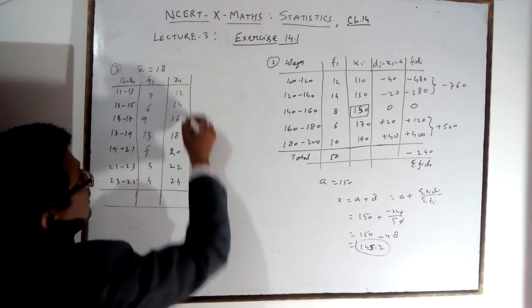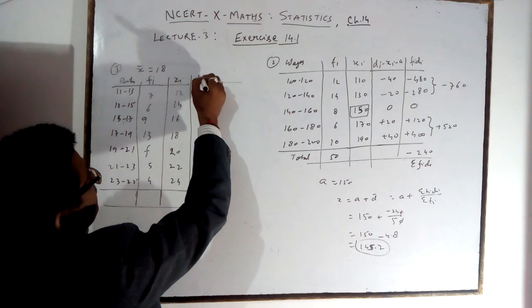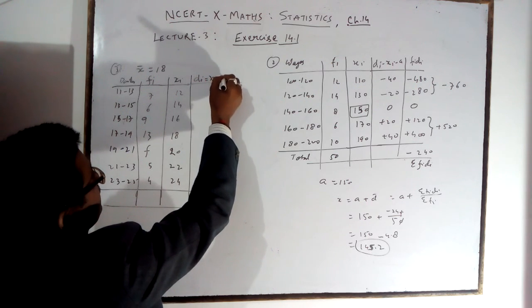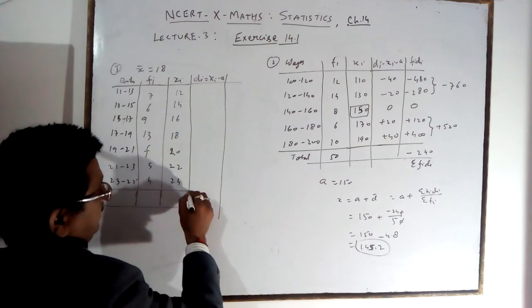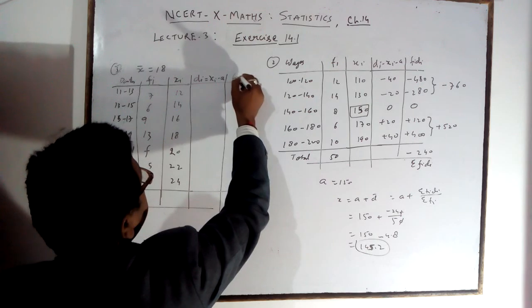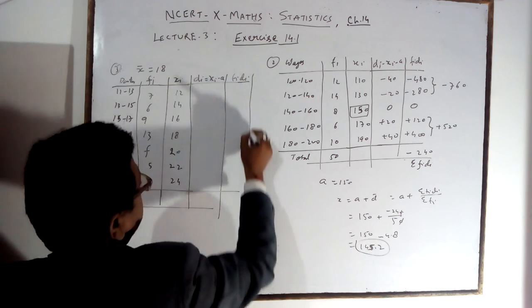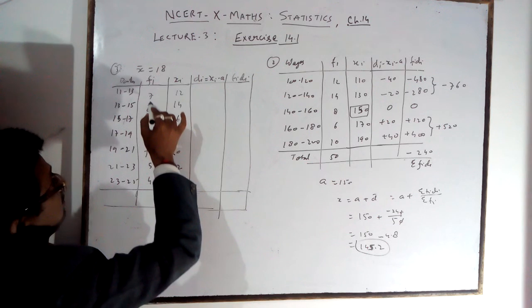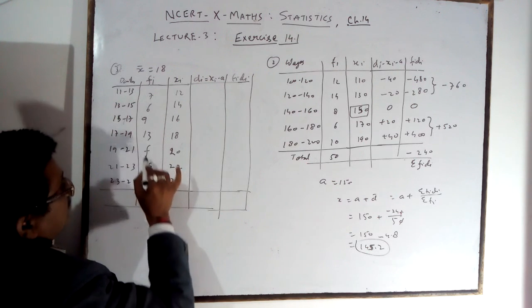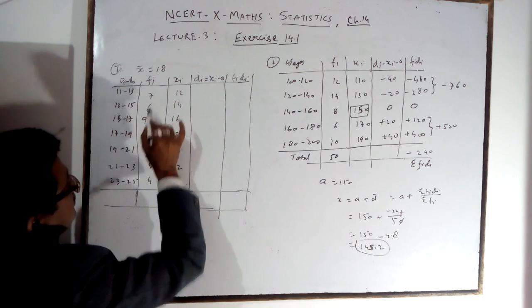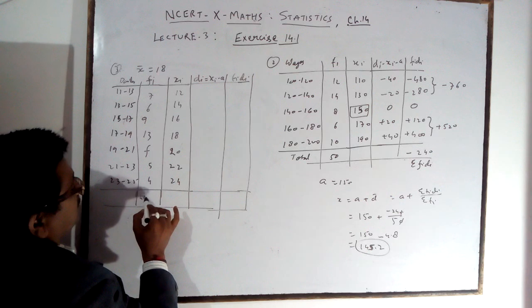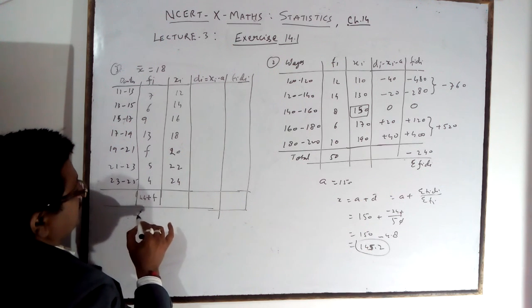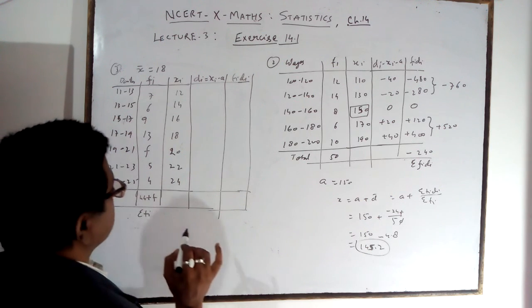So apply the deviation method, di. Di is equal to xi minus a, and then we'll calculate fi di. Then it is very simple to calculate. How? What is the total given? It is 44 plus f. It is called sigma fi.